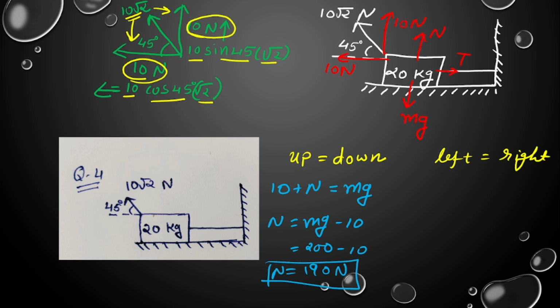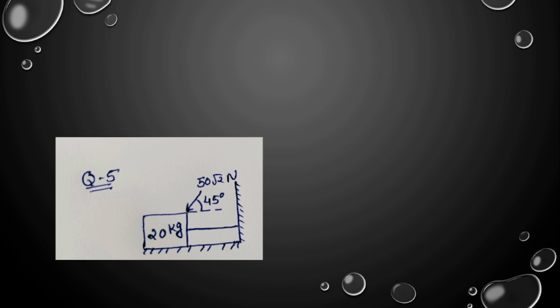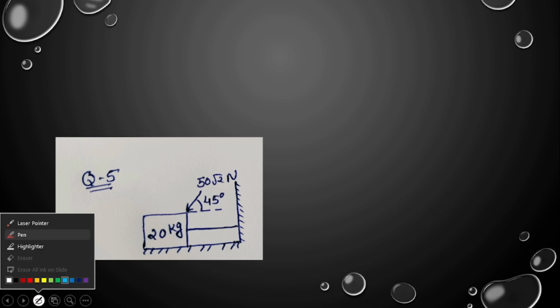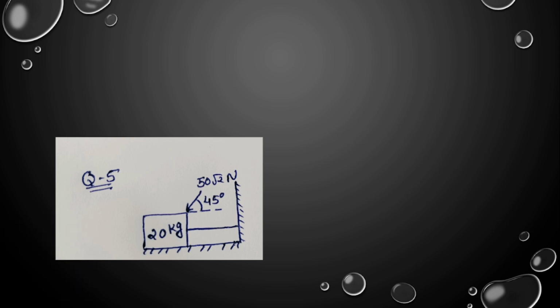Left equals right means on the left there is 10 and on the right is tension. So tension acts in a rightward direction and that is 10 Newton, and normal force is 190 Newton in vertically upward direction. Okay, so I think this was not that difficult, a bit difficult, only a bit, not much.